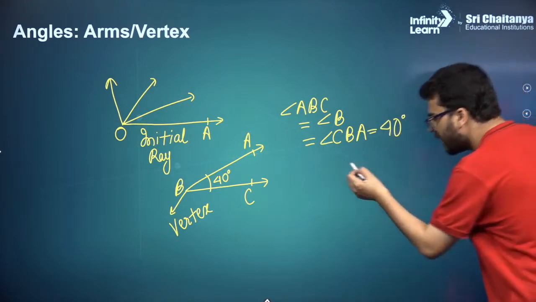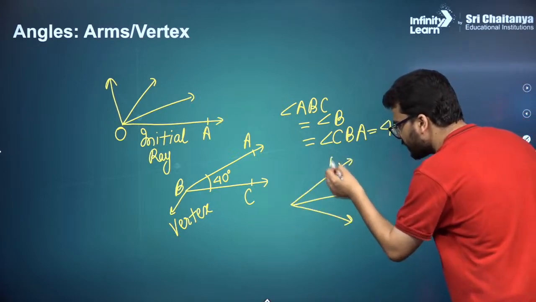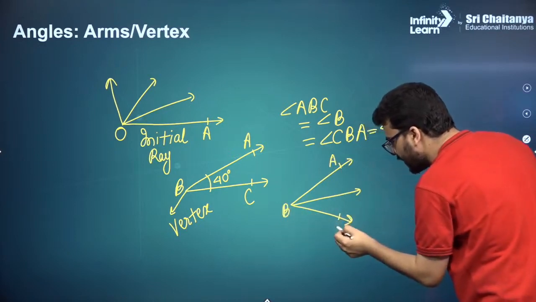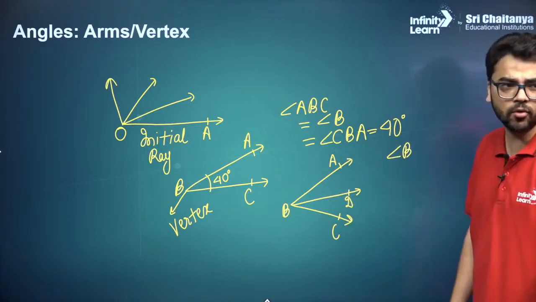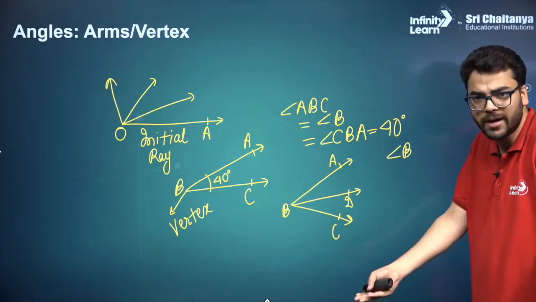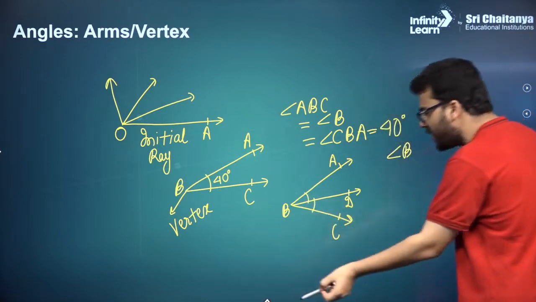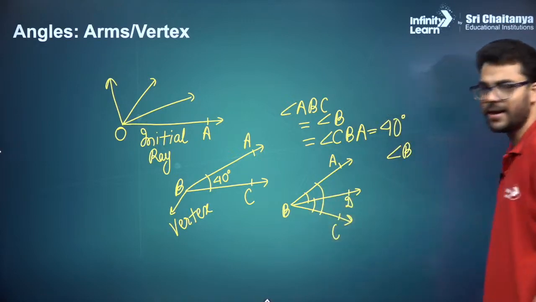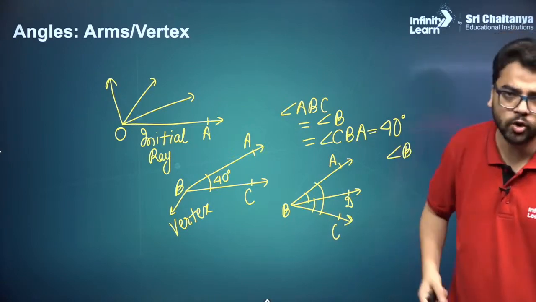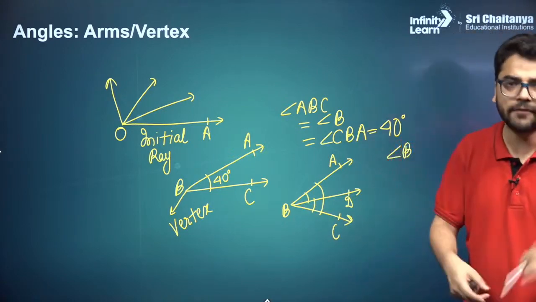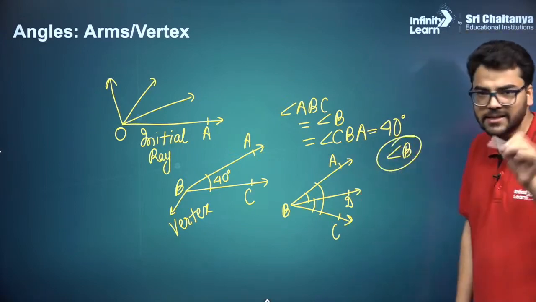But many times, you have 2 or 3 angles like this, suppose this is A, B, C, D. Now over here you don't know which is angle B. I have seen many students, what will they do? For this angle they will name it B, for this angle as well they will name it B, for this angle as well they will name it B. That will be wrong. If at one vertex you have more than one angle, you cannot name it using the vertex, otherwise it will be wrong.